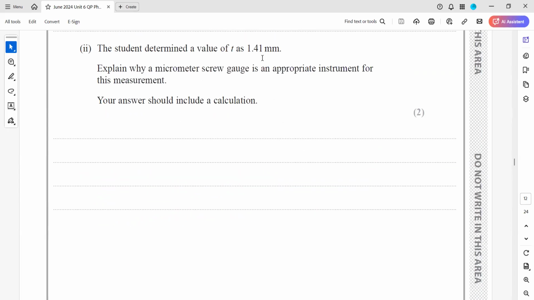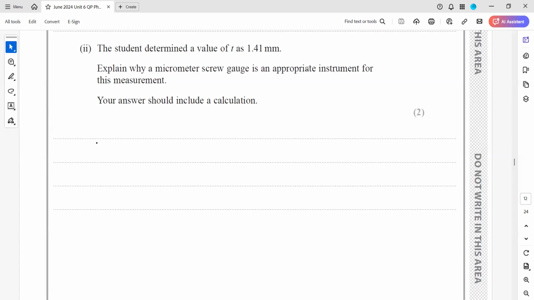The next student determined the value of the thickness, which is 1.41 millimeter. We will mention one of them. I'm saying two, but we will write one of them. Either you mention check for zero error to reduce a systematic error, or you mention place the object between the jaws and measure from different orientations to reduce a random error.